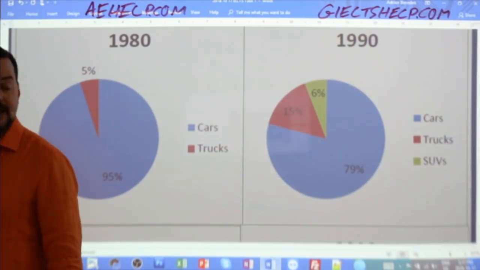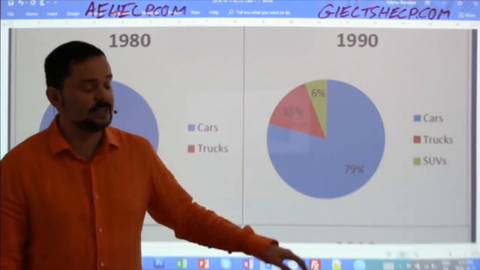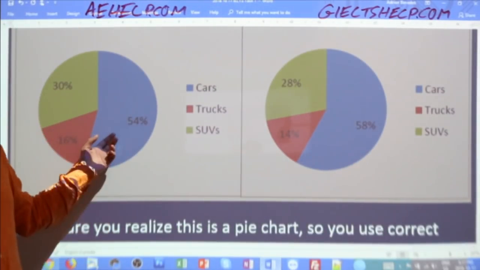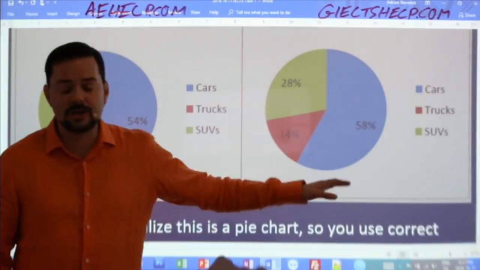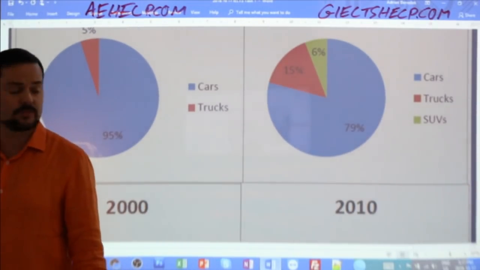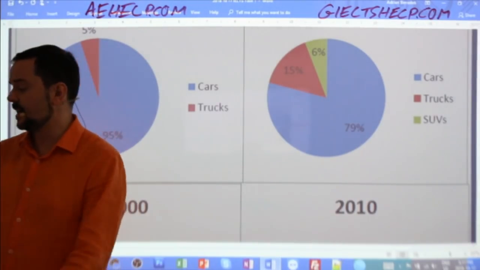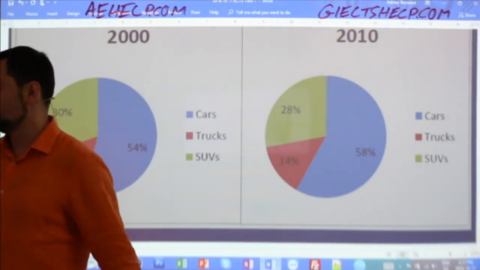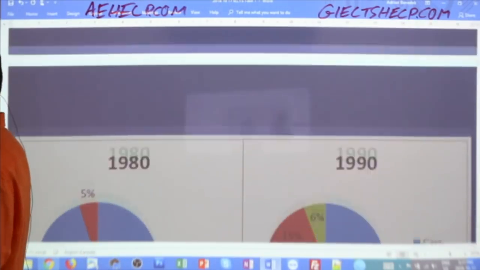In 1980, cars are very dominant. 1990, there's a lot of car sales as well. Here, there's a lot of car sales as well. And here as well. How many? Over 50% in all cases, right? 95, 79, 54, 58. Okay? So kind of a good sentence.